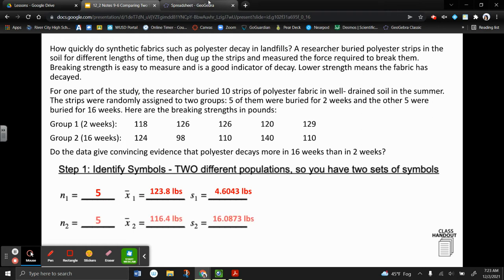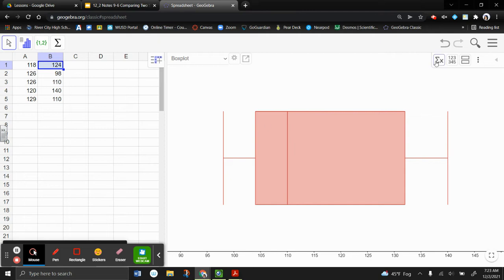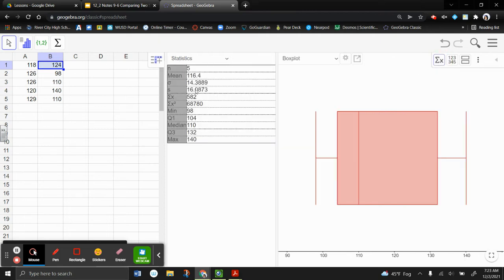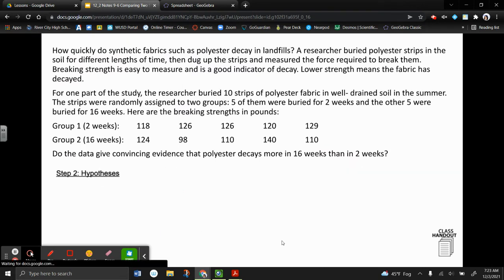And then for group 2, we can do the same thing. No outliers, and then we can get our summary statistics here. Here's our x bar, and here's our standard deviation.